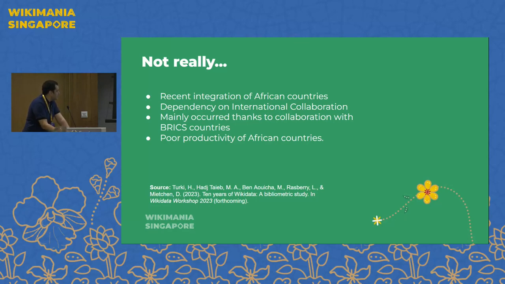As you can see, there are quite recent efforts for the integration of the African countries. And they are mainly dependent on international collaboration initiatives, particularly like the ones with Wikimedia Deutschland, etc. So mainly occurred thanks to collaboration with the BRICS countries, which is quite surprising. The countries that are mostly contributing to Wikimedia research, like Germany and the United States of America, were not the ones that pulled African countries to work on Wikimedia research. These were BRICS countries, like the Russian Federation, Brazil, India, China, and South Africa, because it is in Africa. So that's quite evident. And we have quite a poor productivity of African countries.